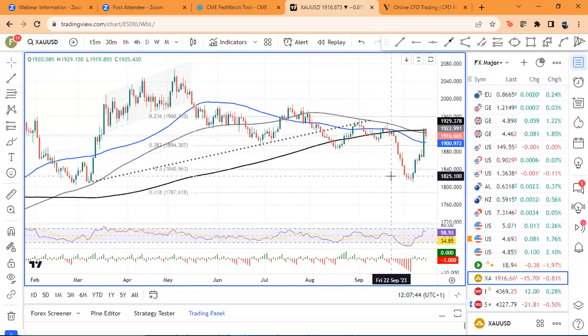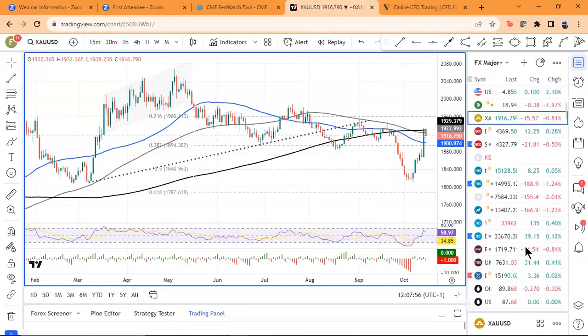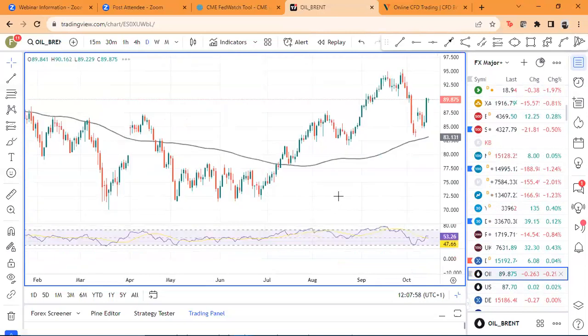So really interesting, watching out for moves in gold. And then also, of course, looking at oil. So Brent still trades around $90. Let's just pull up that chart. Bear with me one second. Yeah, just below $90 now.